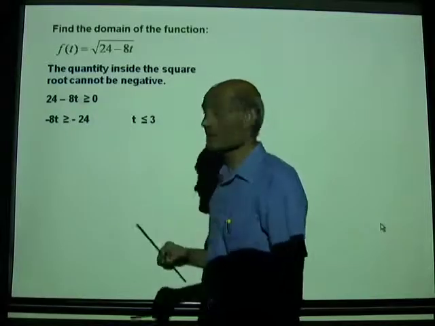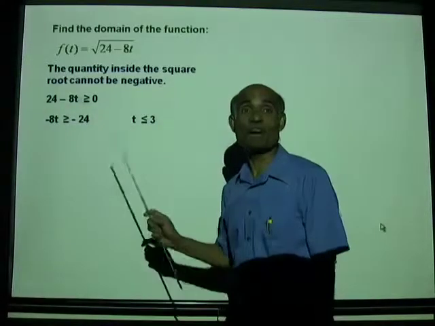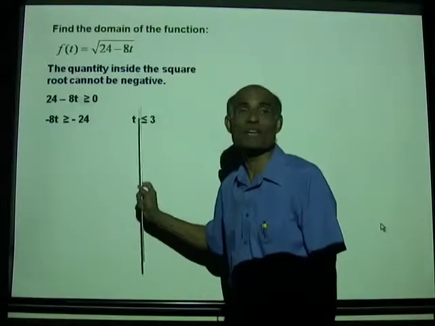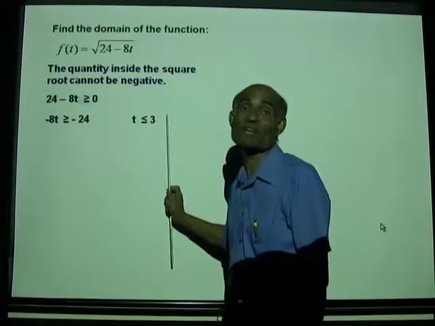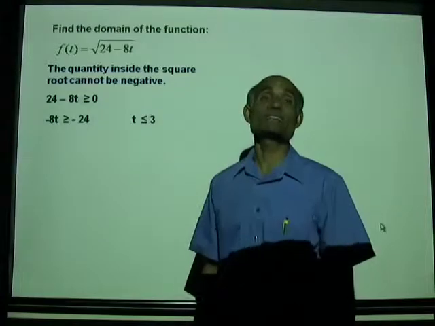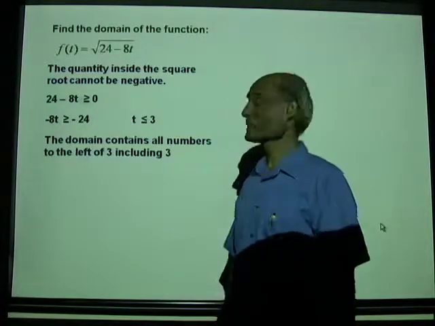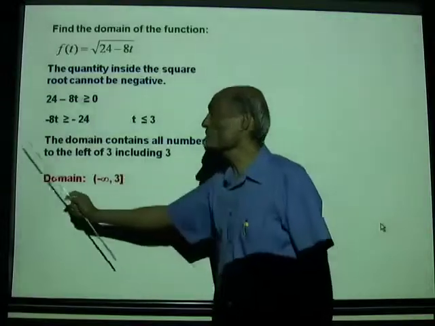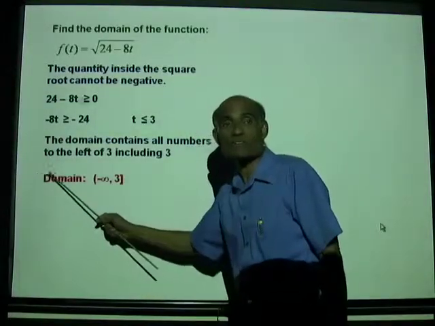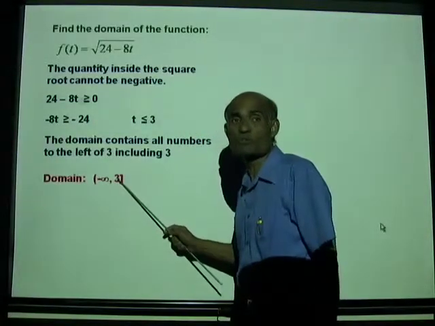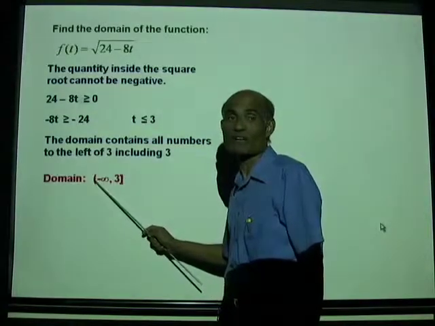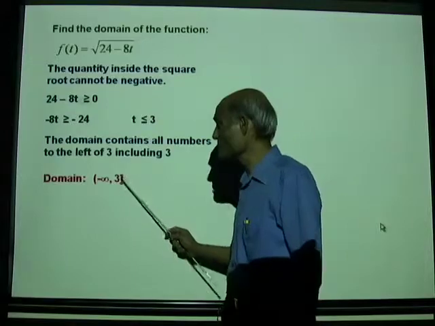So the domain consists of values of t that are less than or equal to 3. You cannot have an input that is greater than 3 in there. How do you write it? You can have input all the way from negative infinity up to positive 3, 3 included, square bracket. Negative infinity to 3, square bracket.